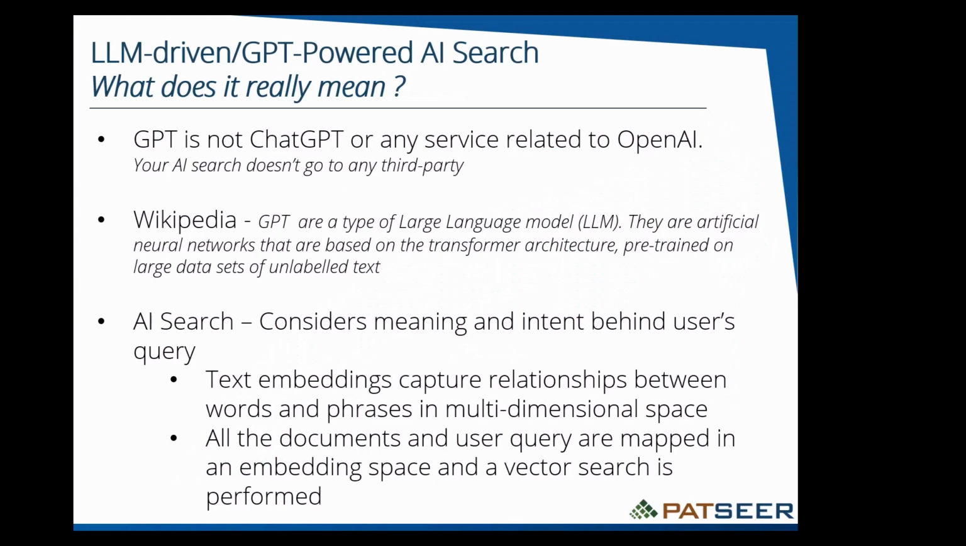So if you've taken a look at the press release that we gave out when we launched the AI search, you would have come across terms like transformer-driven model, LLM-driven model, GPT-powered AI search. What do they all really mean? To clarify, GPT, first of all, is not ChatGPT or any service related to OpenAI. I'm putting this up front because we've got these questions, and I just wanted to clarify that your AI search does not go to any third party.